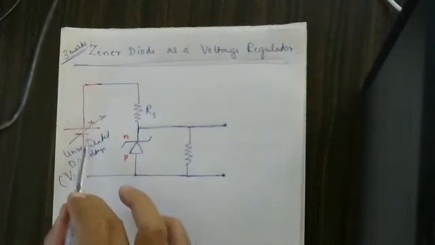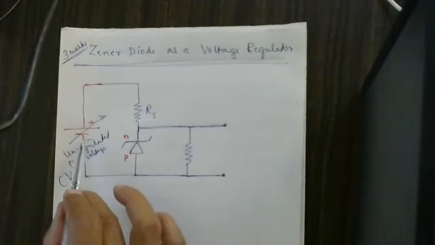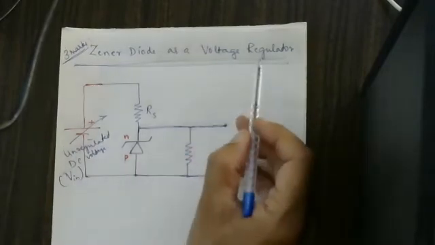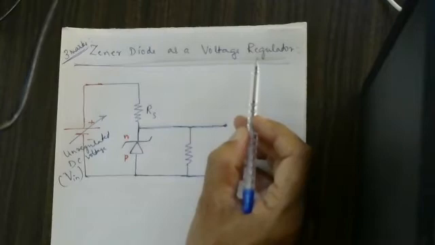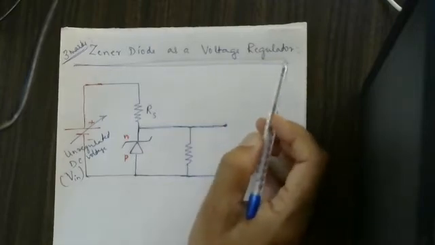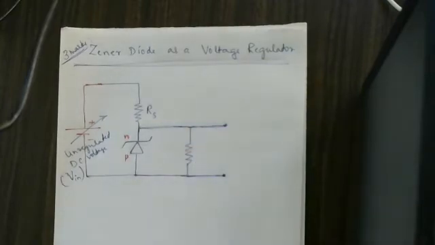This is unregulated voltage, meaning the voltage is not constant. Voltage regulator, you are aware of that. At home also we use them for TVs and other things. Inbuilt voltage regulators are there. That idea we are going to show in the practicals.